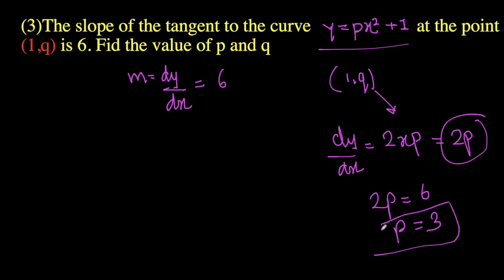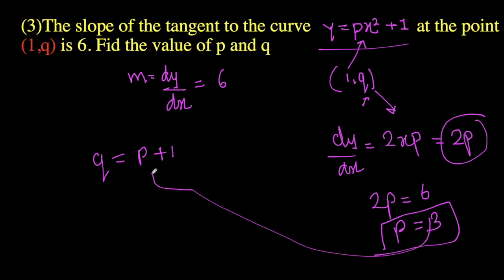Now you know p, and now we have to find q. How can we find q? If you put this 1 into the equation, you should get your y as q. So can we write q is equal to p plus 1? This is another equation, and now you can put p is equal to 3 here, so your q is equal to 4. That is the way we solve this question.